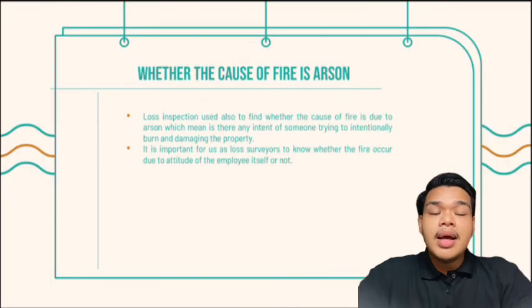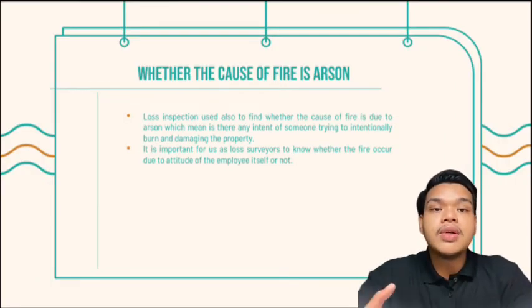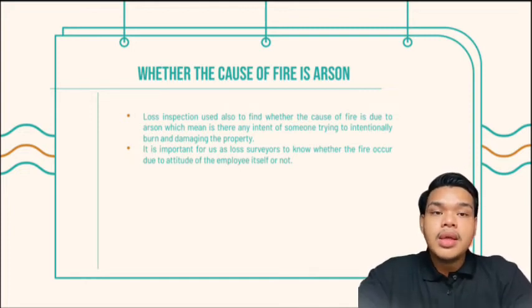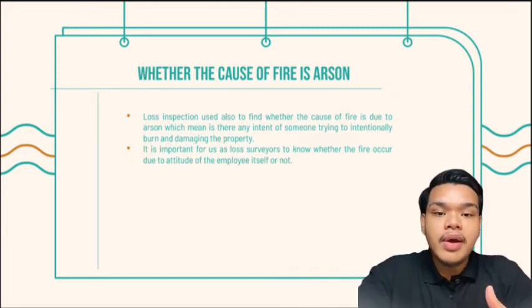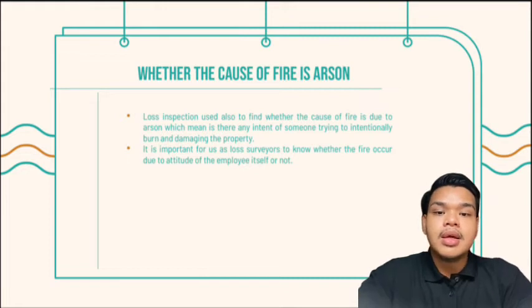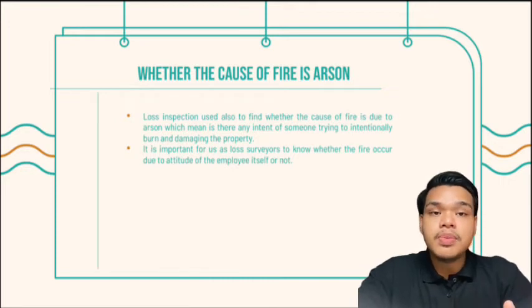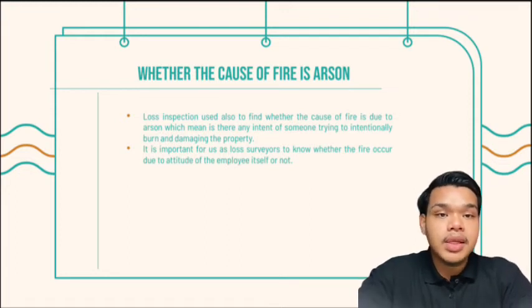Next, under the loss inspection, we can not only get the causes of the fire, but we can also identify whether the cause of the fire is arson. The loss inspection is used to find out whether the fire is due to arson, which means: is there any intent of someone trying to intentionally burn or damage the property?